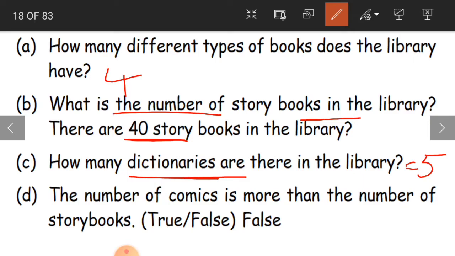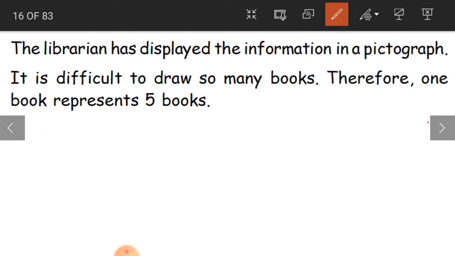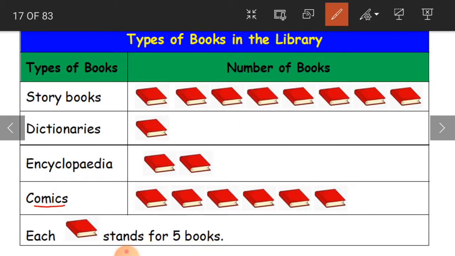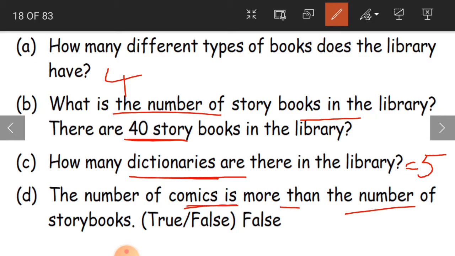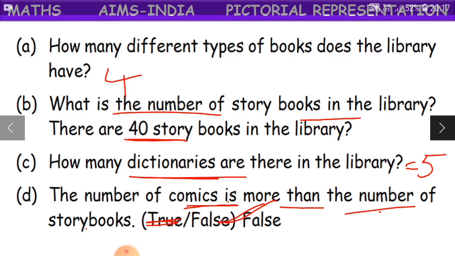Next, the last question. The number of comics is more than the number of storybooks. By looking itself, what can you say, children? Which are more? Are the storybooks more in number or comics more in number? Storybooks are more. But what are they saying? They are saying that comics is more than the number of storybooks. Is this true? No, it is false. This statement is false. Yes?